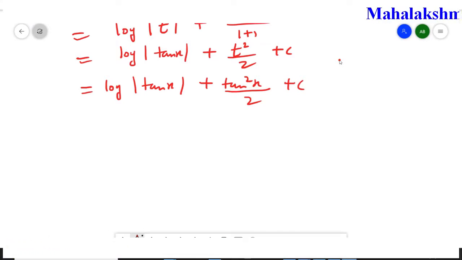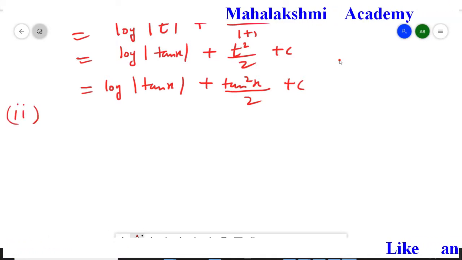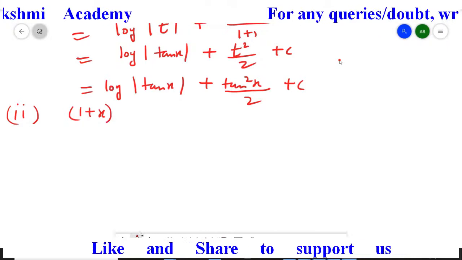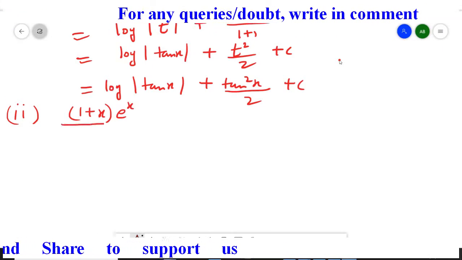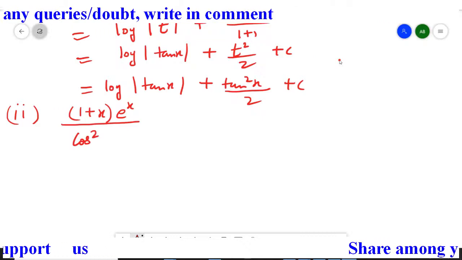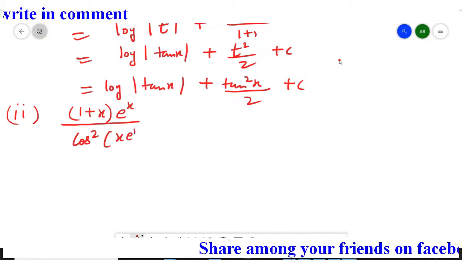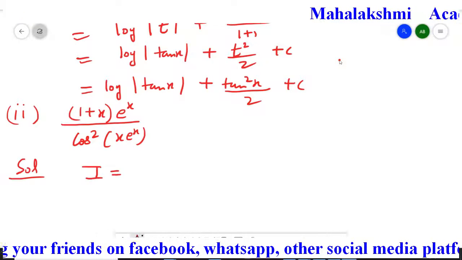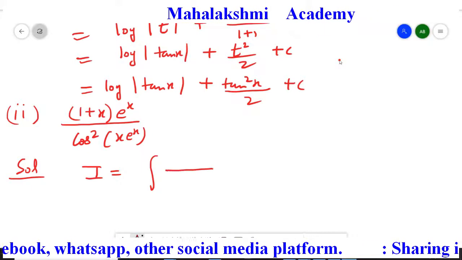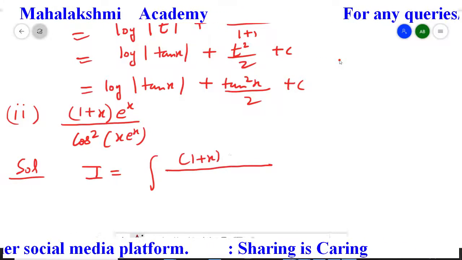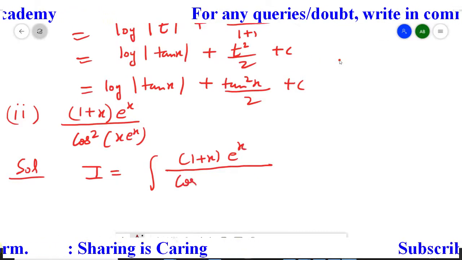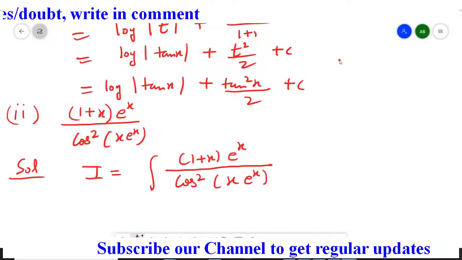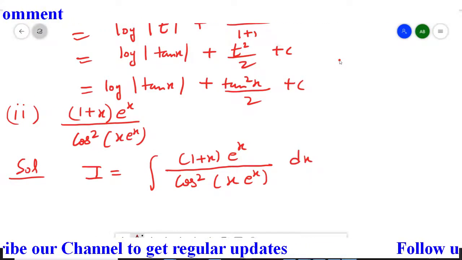Now we will solve the second part of the same question, that is we have to integrate (1 plus x) in bracket, multiplied by e to the power x divided by cos square of (x e to the power x) dx. So this function we have to integrate with respect to x. In the solution, first we will assume I is equal to integration of (1 plus x) multiplied by e to the power x, divided by cos square of x e to the power x. Now this is going to be our equation 1.